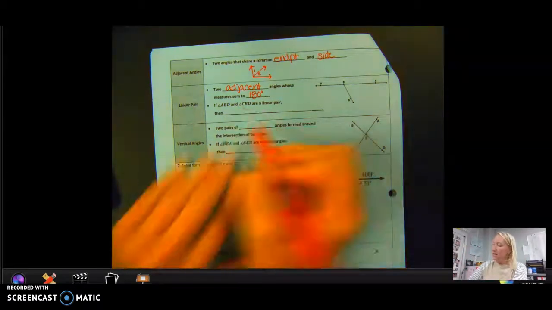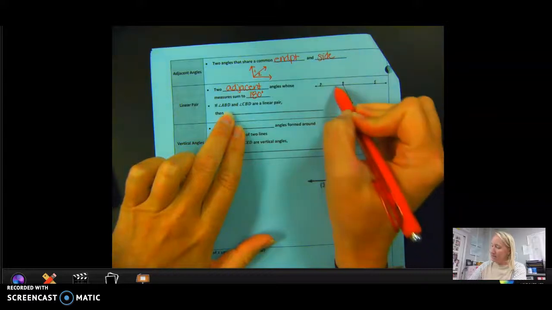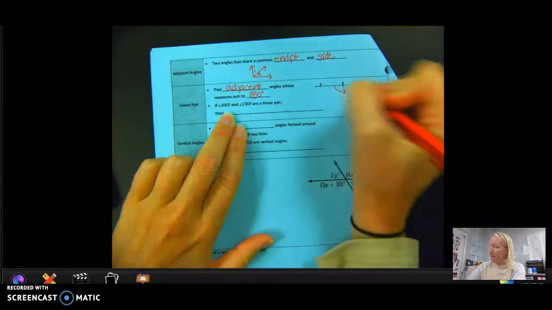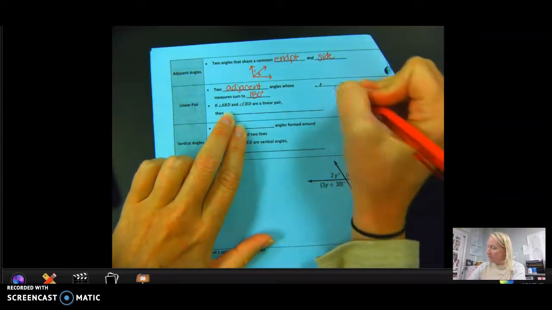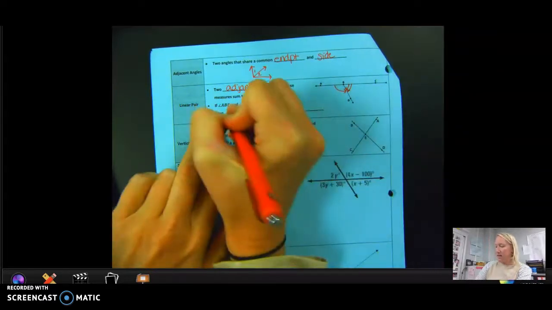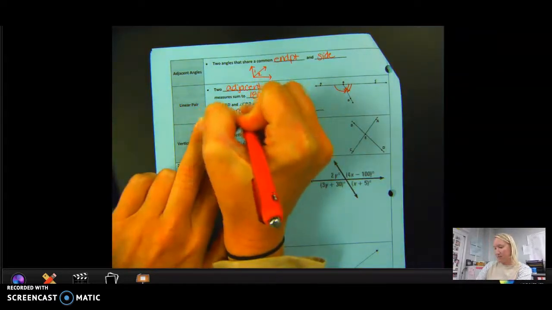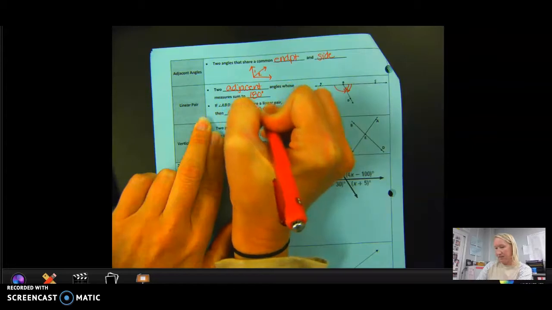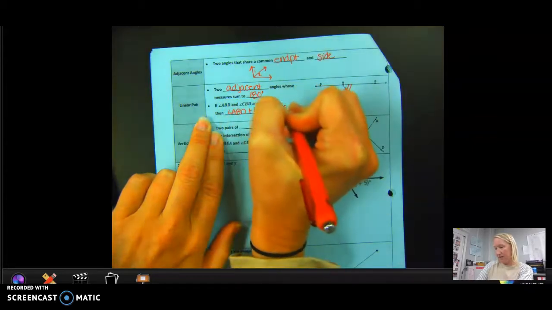If angle ABD, this angle, and angle DBC, that would be this angle, are a linear pair, then angle ABD plus angle CBD equals 180 degrees.